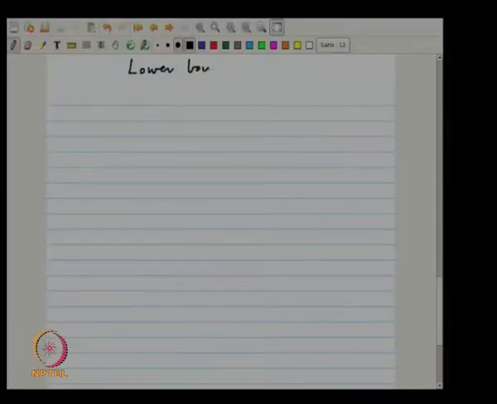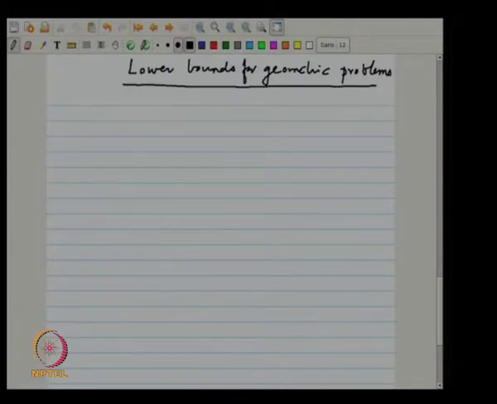So let's use one running example. Okay. So right now let's worry about this problem. Let's call it problem.